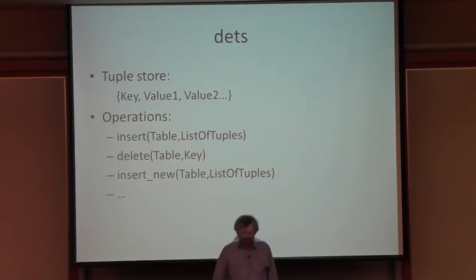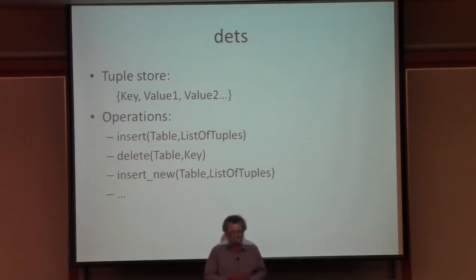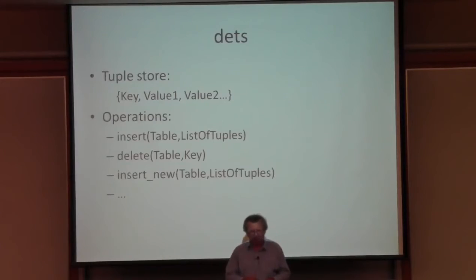You can insert a list of tuples into a table. You can delete all the tuples with a given key from the table. You can insert new, a list of tuples. What's insert new? Well, it's like insert, except that if any of the keys is already present, then it's a no-op. And it's also atomic. So it's an atomic way to test and see whether a number of keys are in the table. And there are some more. They're straightforward.